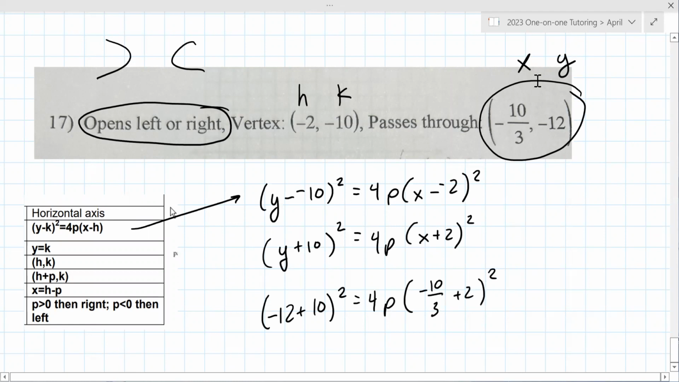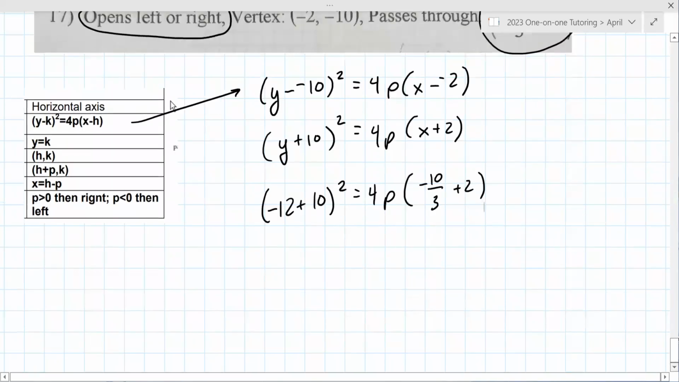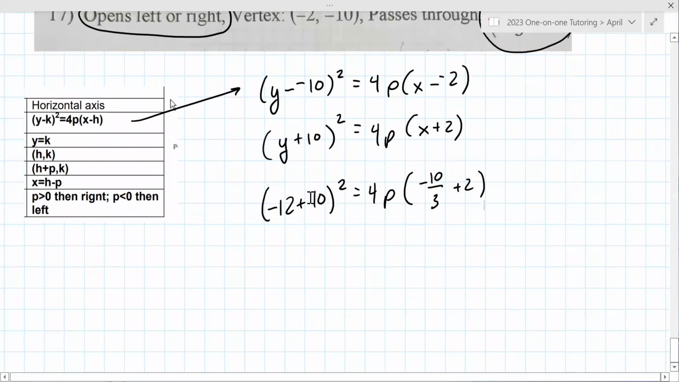Why do I have 2 squareds? That's not right. Sorry about that. There, it is only the y that's squared. I don't know why that was there. That's very negligent. So from here, you just simplify.